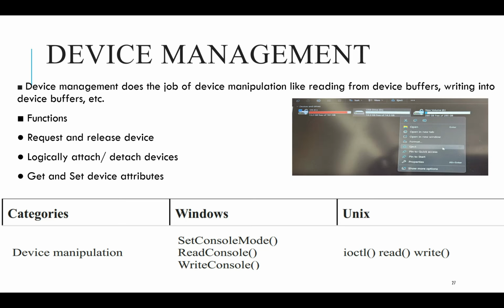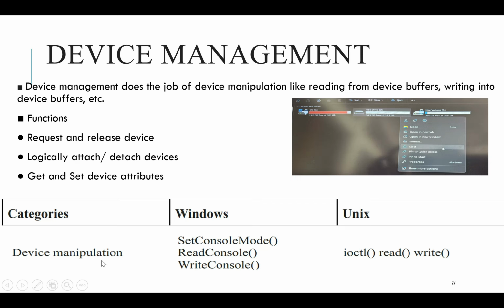But logically attaching or detaching means that the device has been attached to your system, and after that, it has been ejected. For example, the pen drive is already attached to your system, but it has to be removed. It is removed by right clicking on the icon and then clicking on eject. You see that the pen drive is removed from your system even though it is physically attached to your computer system. Next is get and set device attributes.